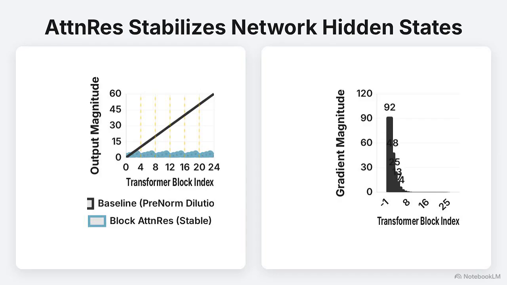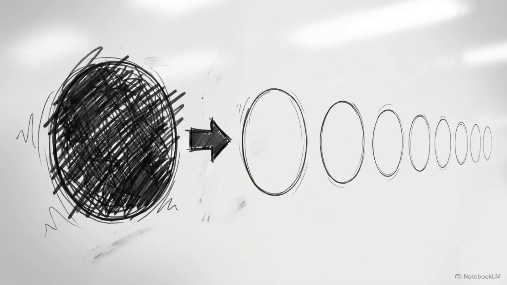This chart shows how the gradient distributes across the depth of the network. The baseline model exhibits a massive spike in the earliest layers. Because standard residuals use fixed unit weights, they provide no regulation. The earliest layers end up monopolizing the gradient flow simply by structural default.